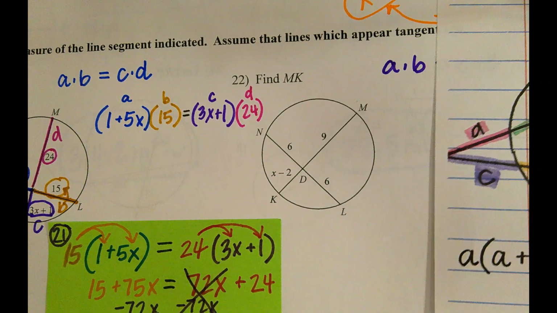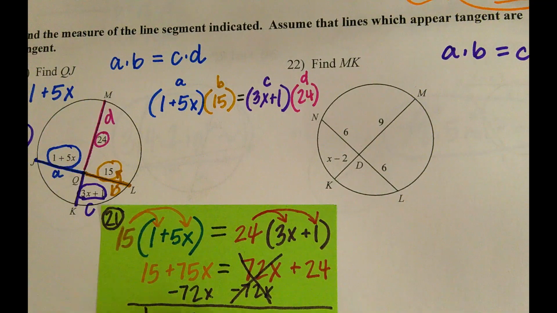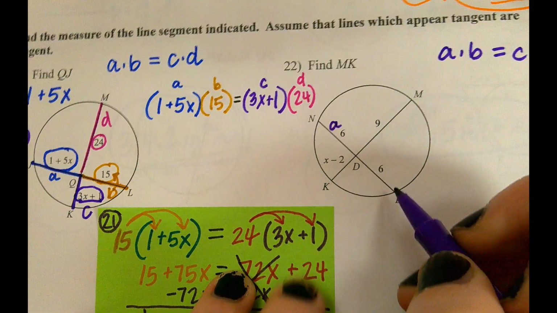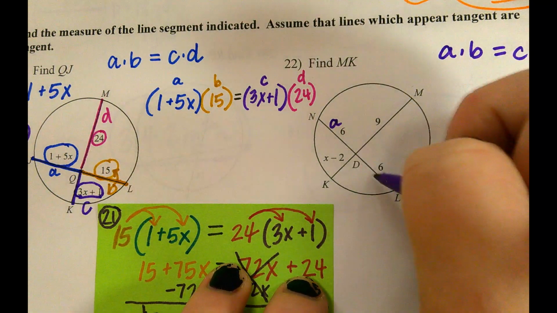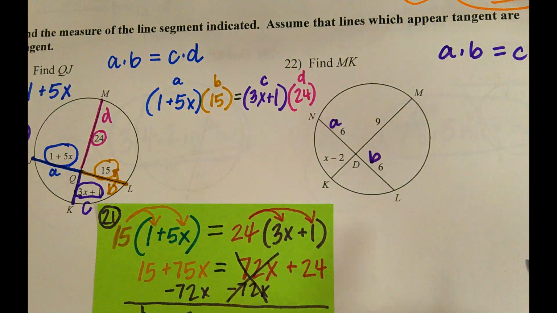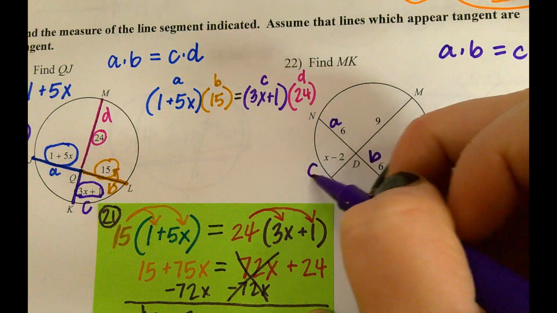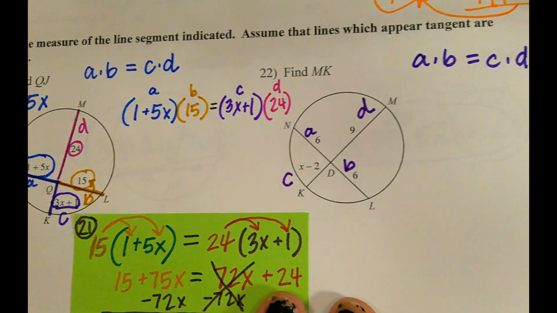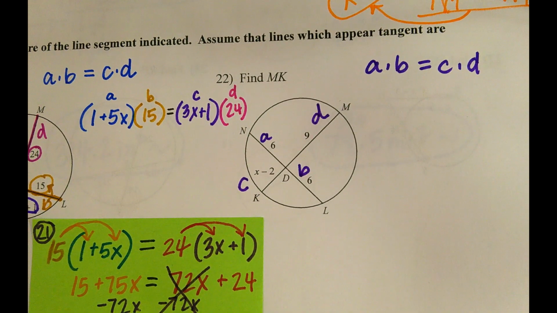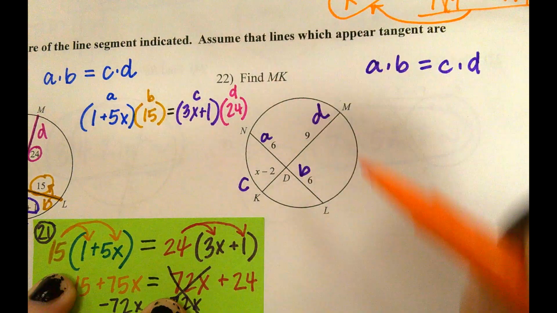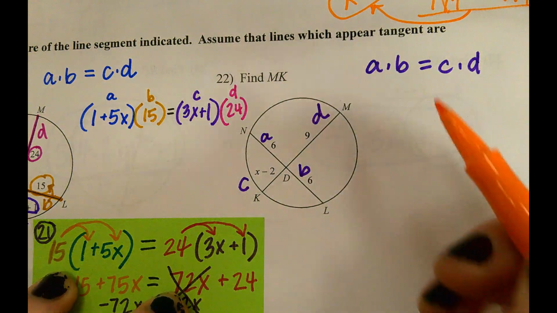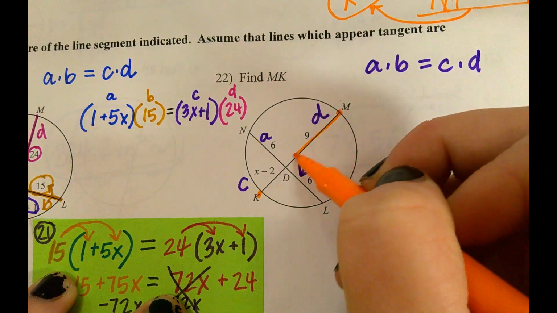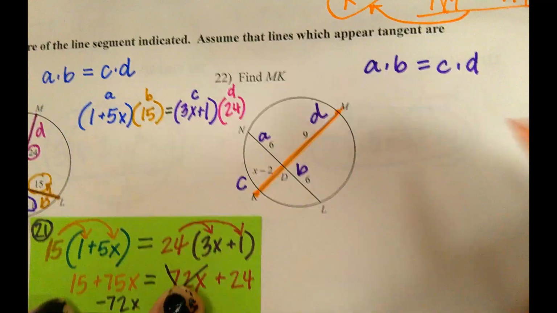I'll go ahead and take it for you. I'm going to use the same layout as the last problem. I'll go with A here for 6. So this other 6 is our B, which means C would be x minus 2, D would be 9. And at the end of all this, we want to find MK, which is a little different now. From M to K, that's the whole length across the circle here.